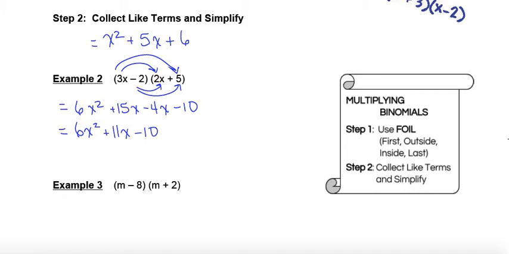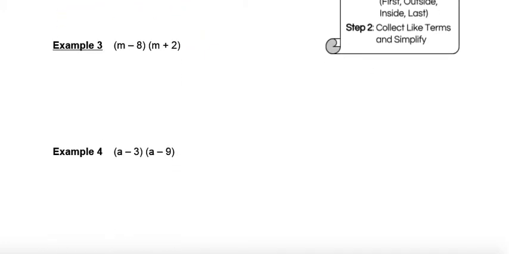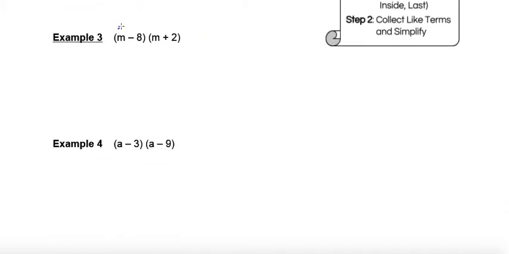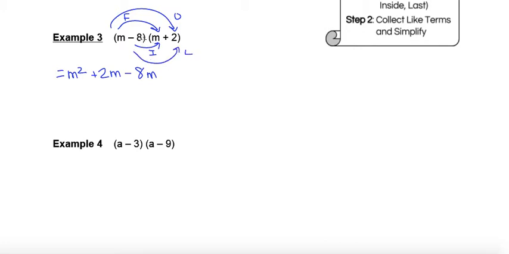So let's go through a couple more examples. Example number 3. Our first 2 terms, m times m is m squared. So this is F. Our outside terms, m times 2 is plus 2m. Our inside terms, there's our I. Negative 8 times m is negative 8m. And our last terms, negative 8 times positive 2 is negative 16.